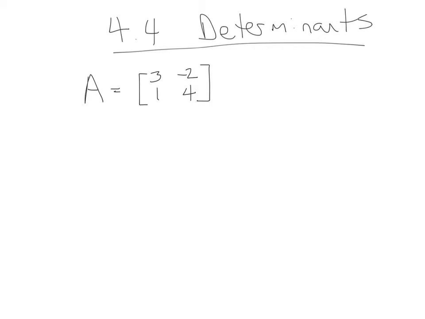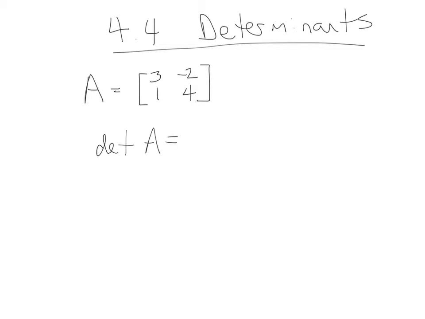So the determinant only works when we've got what we call a square matrix, where the number of rows is equal to the number of columns. And we're actually only going to look at doing these by hand when we've got a 2 by 2 matrix. So here we've got matrix A, which has 2 rows and 2 columns.